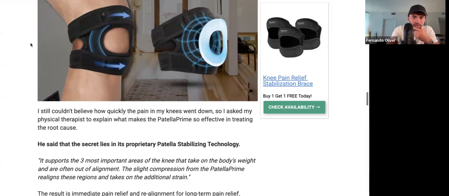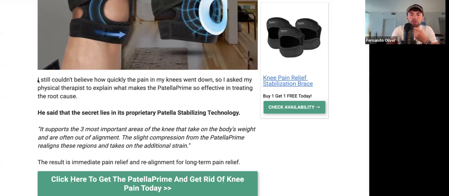So in this case, this is where it wraps up the story. I couldn't believe how quickly the pain went down in my knees. So I asked my physical therapist to explain what makes the Patella Prime so effective.